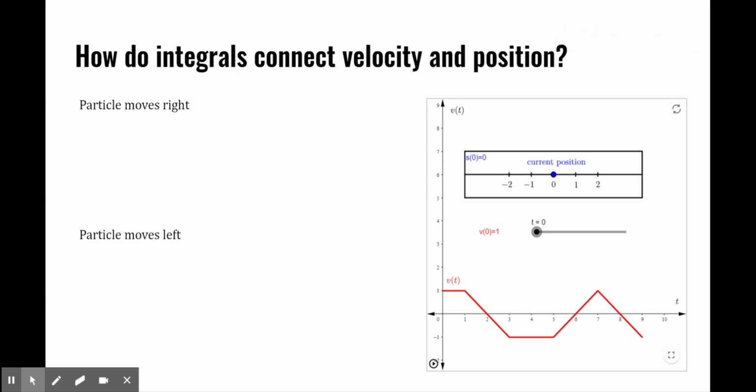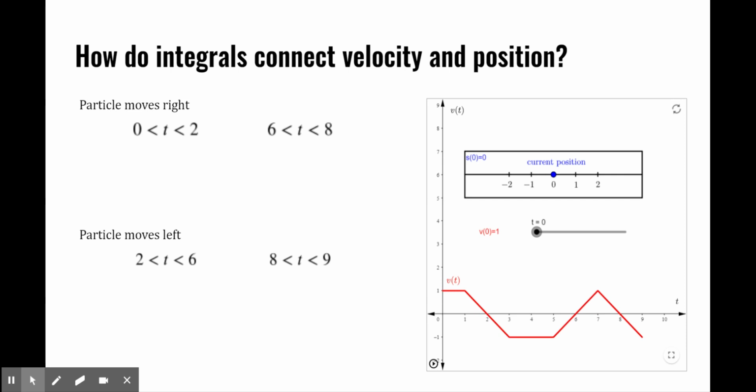The particle moves right whenever the graph of the velocity lies above the horizontal axis. In this case, that's between 0 and 2 seconds and 6 and 8 seconds. And the particle moves left whenever the graph of the velocity lies below the horizontal axis, namely between 2 and 6 seconds and 8 and 9 seconds.